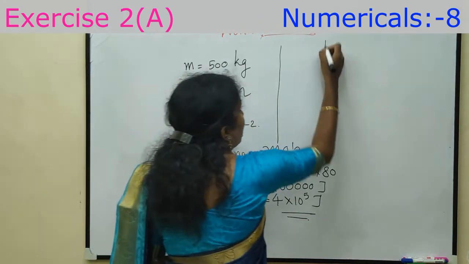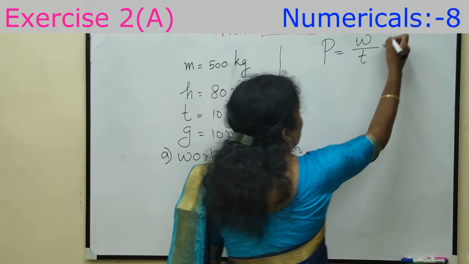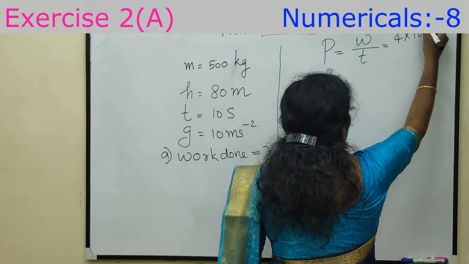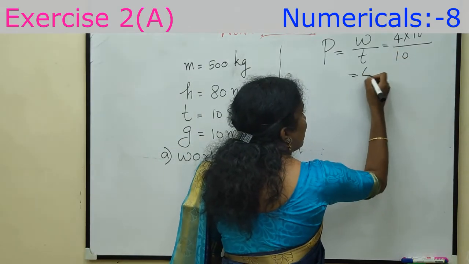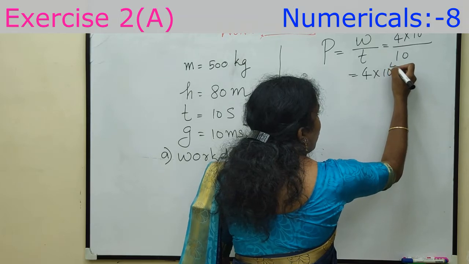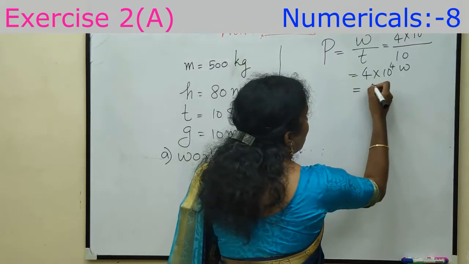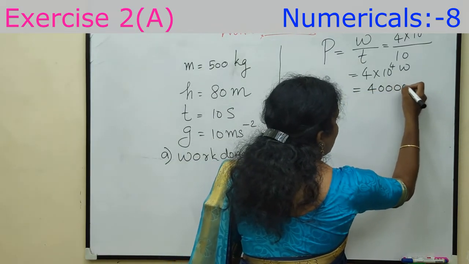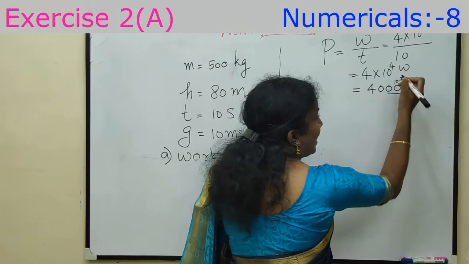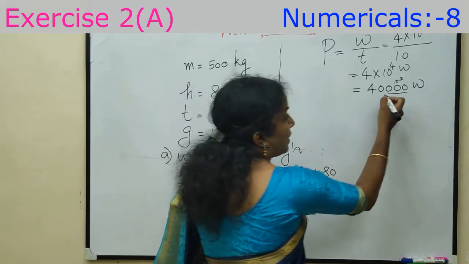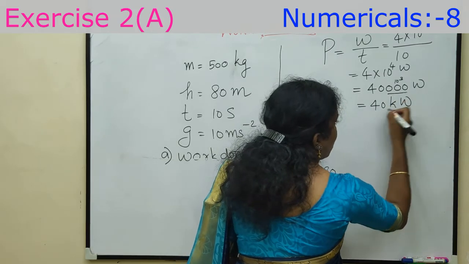Next, power. Power is equal to work by time. Here work is 4 into 10 raised to 5 joule divided by the time, which is 10 seconds. Hence, it is 4 into 10 raised to 4 watts, or it is 40,000 watts. This 10 raised to 3 can be written as kilo. The prefix 10 raised to 3 means kilo. So we can write it as 40 kilowatt.